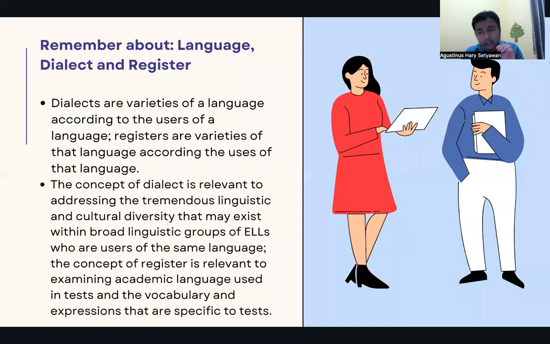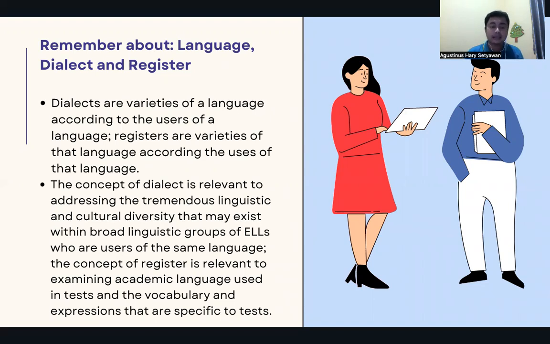So in studying historical comparative linguistics, you need to remember what language is, what dialect is, and what register is, from the previous meetings. Dialects, once again as a review, are varieties of language according to the users of the language. Then registers are varieties of language according to the uses of that language.